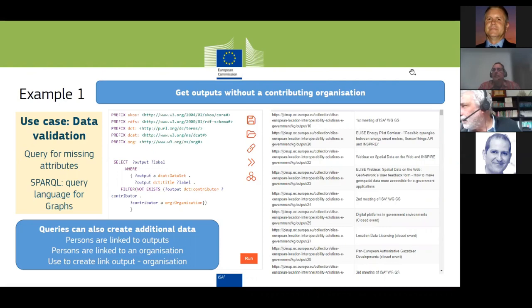Maybe a side remark here is that you can also start adding information using the knowledge graph. For example, if the organization is not directly linked to the output, but there are contributors as persons linked to the output, and these contributors are linked themselves to an organization, then we can use this to create directly the link from the output to the organization that person belongs to. So we can not only validate the data, but we can also sometimes, in an automatic or semi-automatic way, update and correct the information. So that's the first use case.